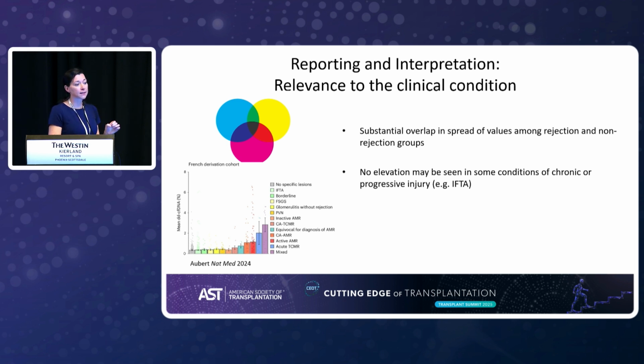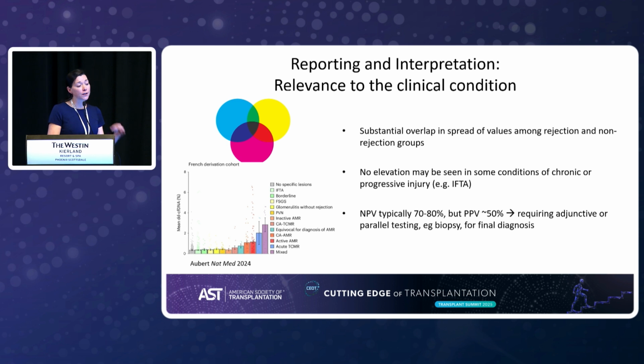And in some cases of chronic or progressive injury like IFTA, there is no change whatsoever. So the donor-derived cell-free DNA is not necessarily indicative of allograft status in that case. So this leads to a very good negative predictive value of a rule out for rejection, but a much poorer positive predictive value.